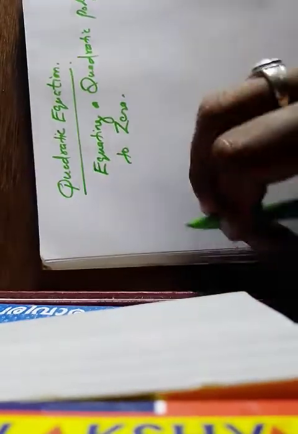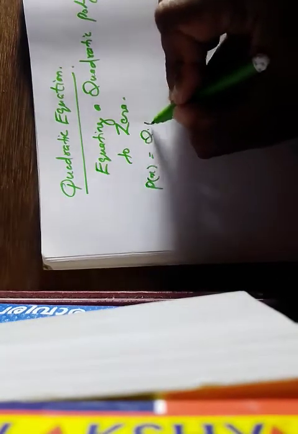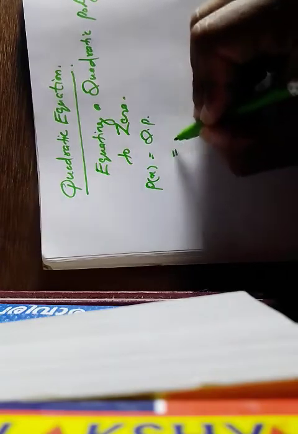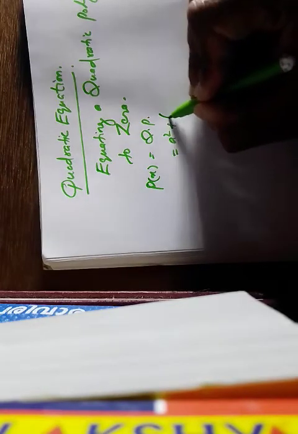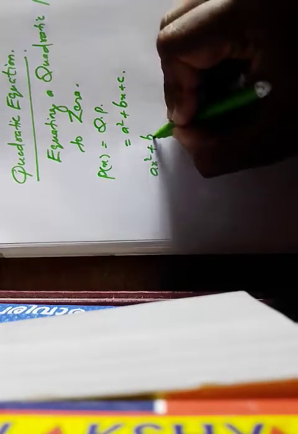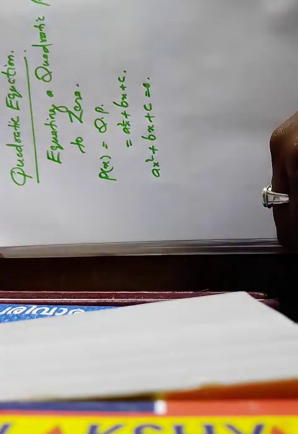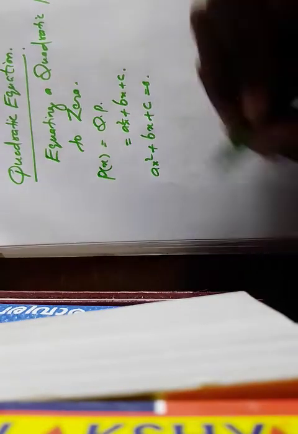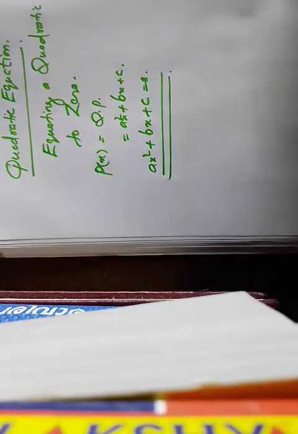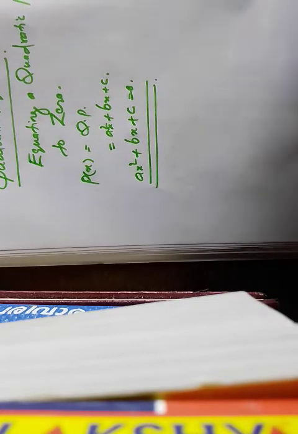Let p of x be a quadratic polynomial, then p of x is equal to ax square plus bx plus c. Obviously the equation becomes ax square plus bx plus c is equal to 0. This is the standard form of a quadratic equation: ax square plus bx plus c is equal to 0.